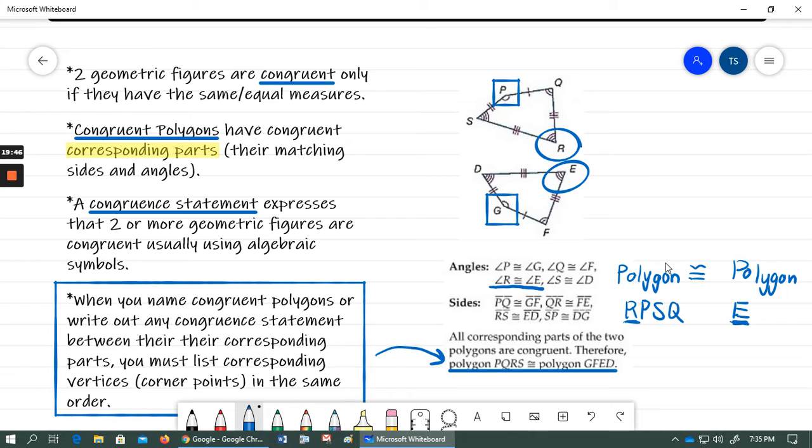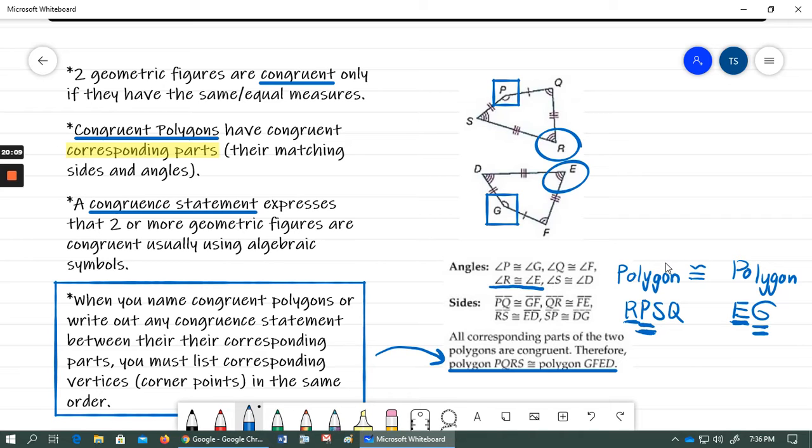So, again, folks, if P was going to be the second one, then you'd have to put G next. Do y'all get what I'm saying? If you switch the order of the vertices when you're doing your congruency statement, then you're going to have to make sure that the order for the other one is switched as well. So the order that you write this in matters.